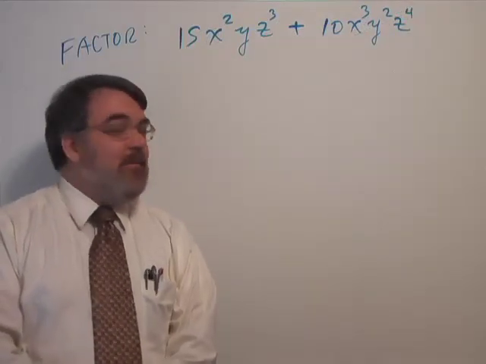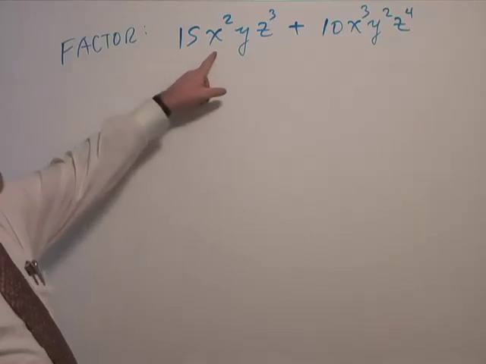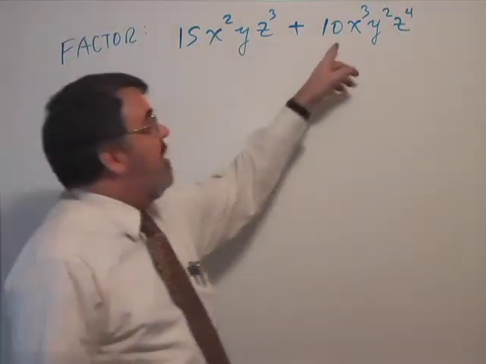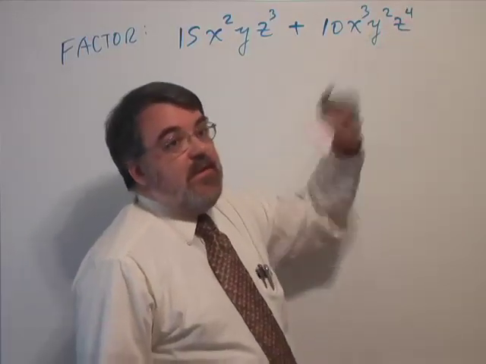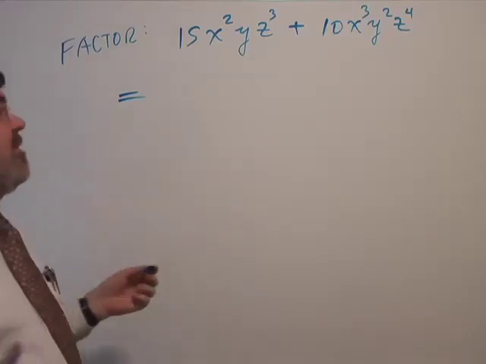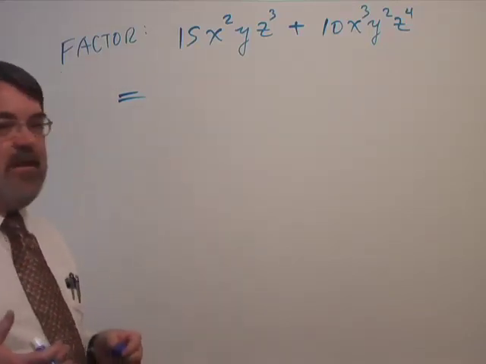This is just a short one, but I put a lot of variables in it. Factor 15x²yz³ + 10x³y²z. All right, so one thing at a time. Let's look at the numbers, 15 and 10. What's the common factor of 15 and 10?